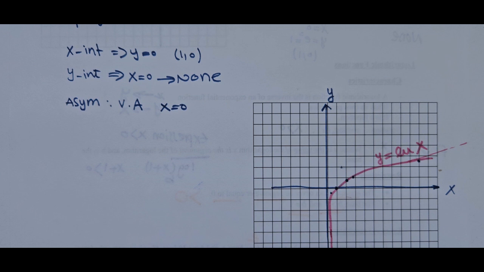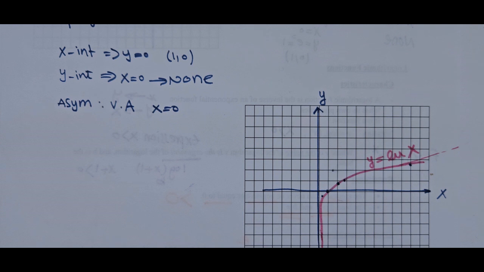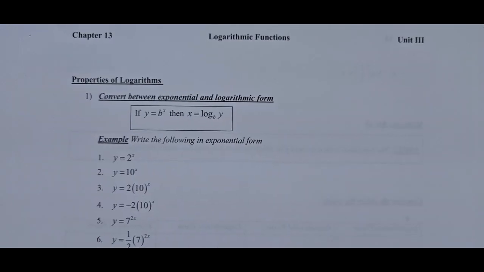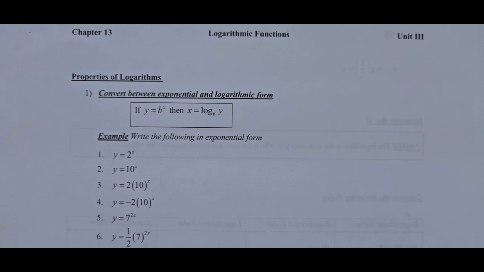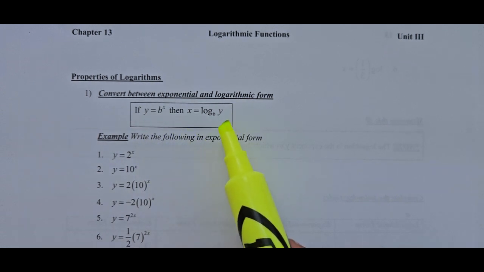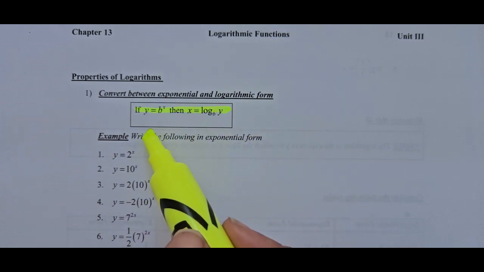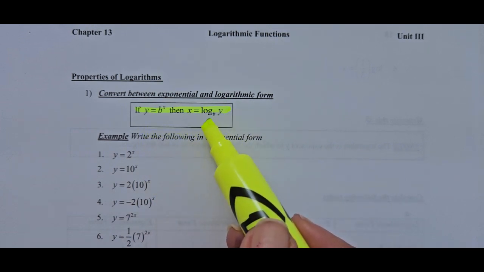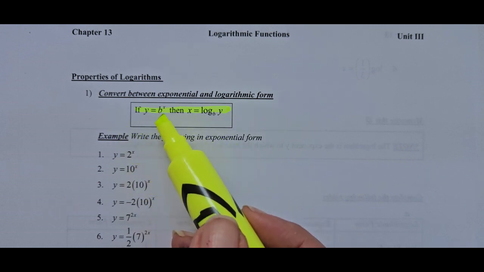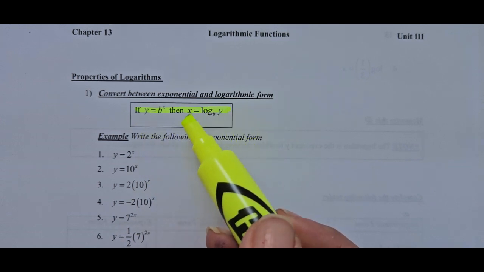Now if you go to the next page, we will be talking about the properties of logarithms. Again, this is a very important formula. I want you to highlight it. This formula tells you how to convert between exponential and logarithm form, and it runs both ways. If you have the exponential, you can use it to get the logarithm and vice versa. You see that b is the same thing: it's the base, with y and x.